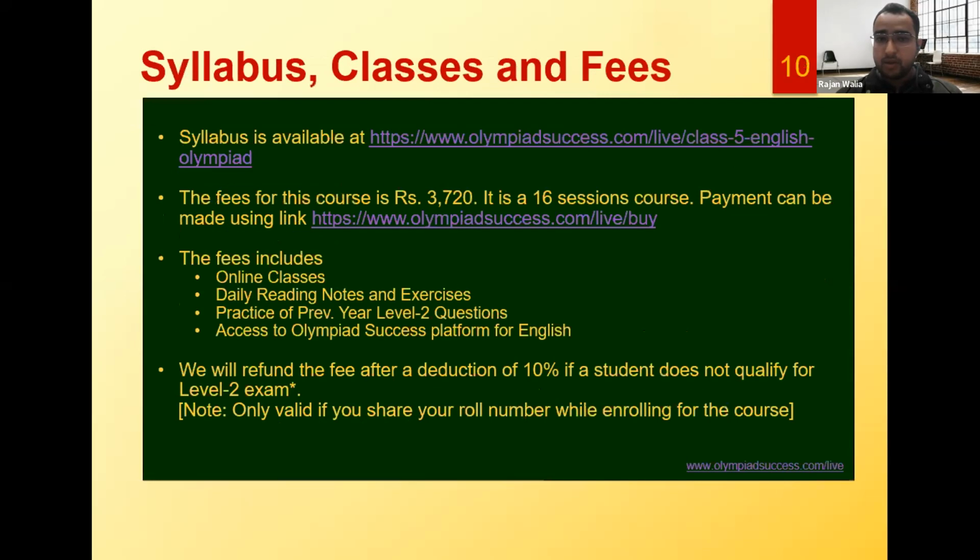The syllabus link I will share within the chat box. The fee for this course is 3,720, and there will be 16 sessions in this course. The payment link I'll share in the chat box. The fee includes online classes, daily reading notes and exercises, practice of previous year level 2 questions, and you will also get access to the Olympiad Success platform for level 2 mock tests.